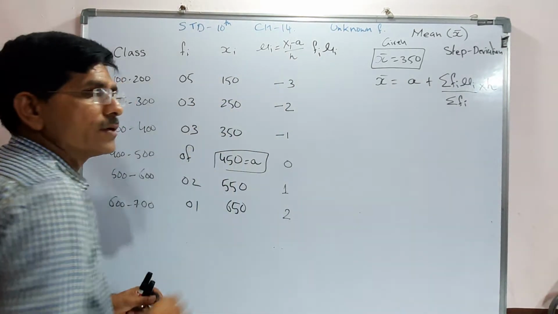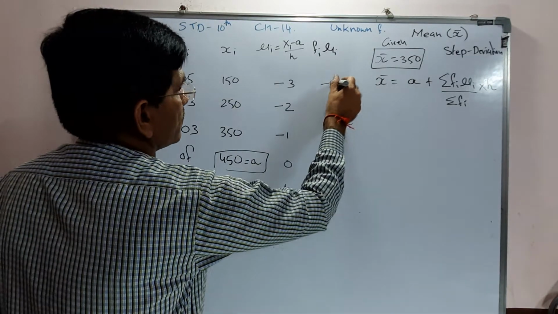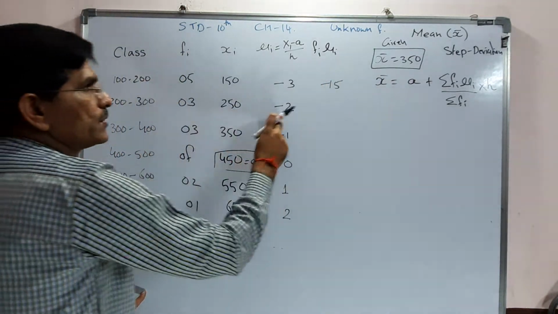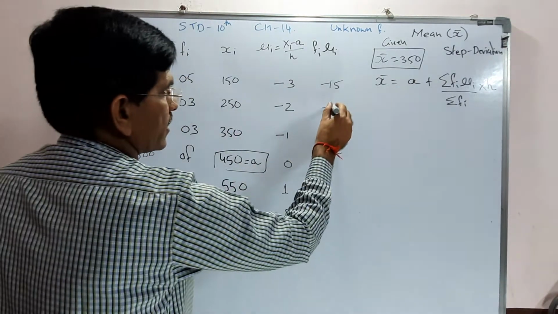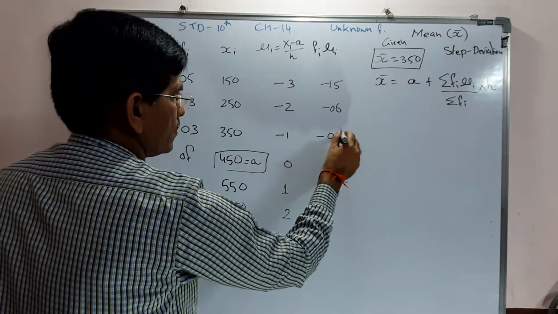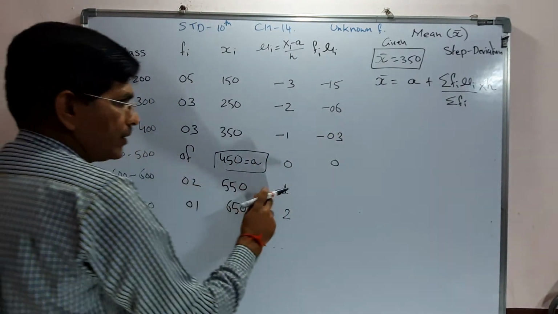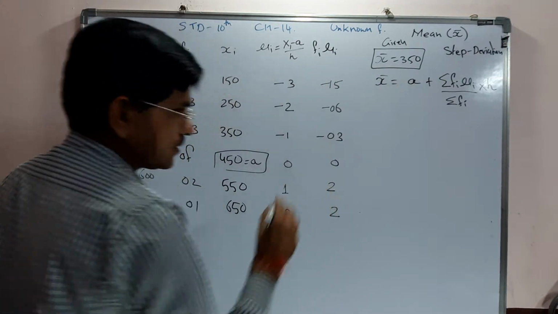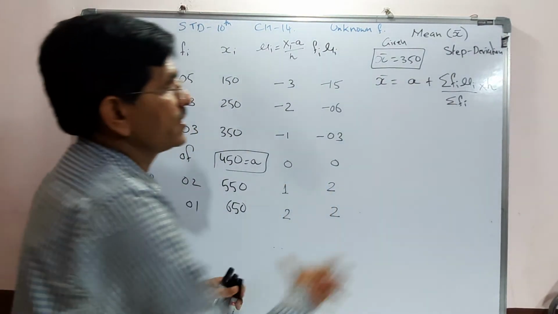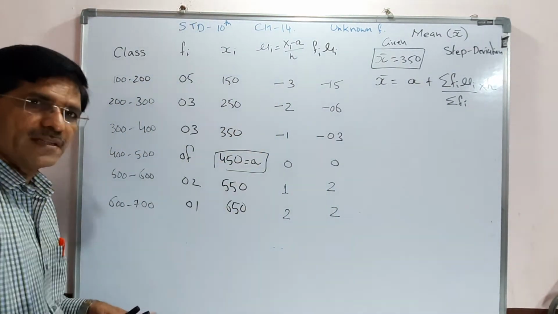Now fi ui. So 5 into minus 3 is minus 15. 3 into minus 2 is minus 6. 3 into minus 1 is minus 3. f into 0 is 0. 2 into 1 is 2. 1 into 2 is 2. You will see that whenever we use the step deviation method, the answer digits are always very small.